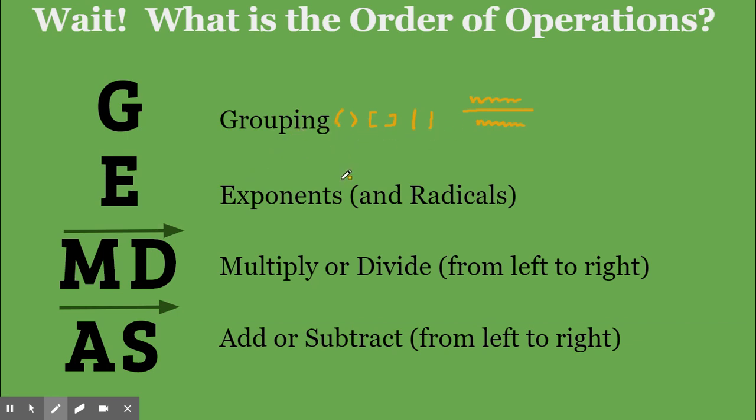Exponents are the little small numbers that are up above a variable or a number. And radicals are those square roots, cube roots, all of that. After you've completed doing the groups and the exponents, then you do multiply or divide. When you do that, you always move from the left to the right. Even if it looks like you want to do another part, always left to right. And the same for addition and subtraction, from left to right.